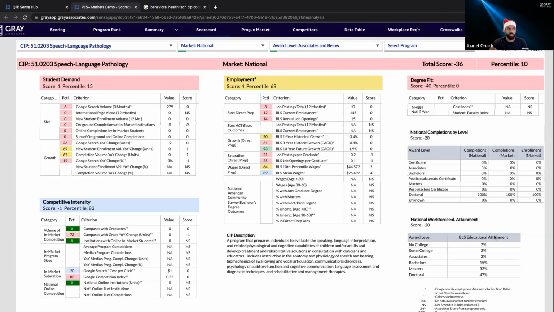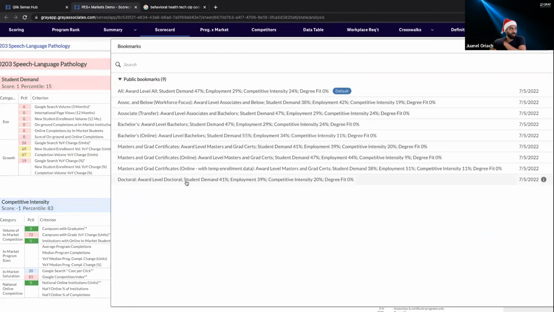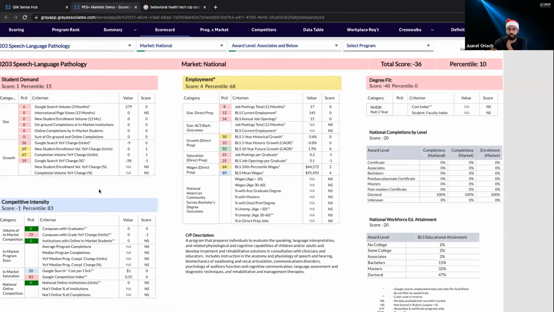And this is the power of having something like the degree fit here in the scorecard. Before we say, oh my gosh, this program doesn't exist, we can see that the reason the data is filtered is because 100% of the completion data is actually at the doctorate level. So we would have to shift the focus into a doctoral rubric here to capture some of that data into the scorecard, which is what's going on here.